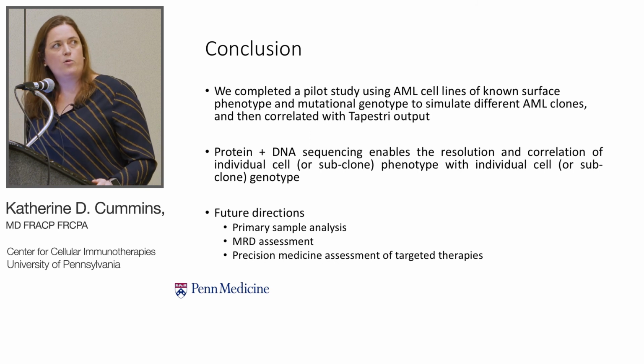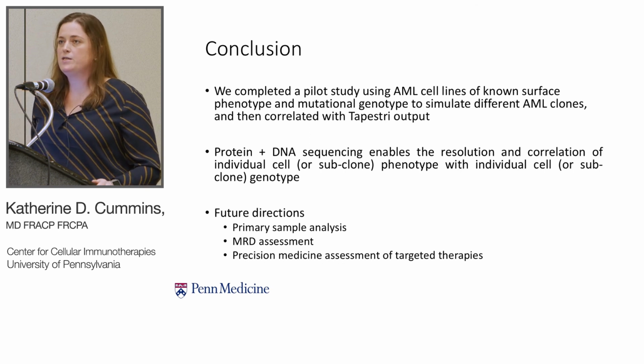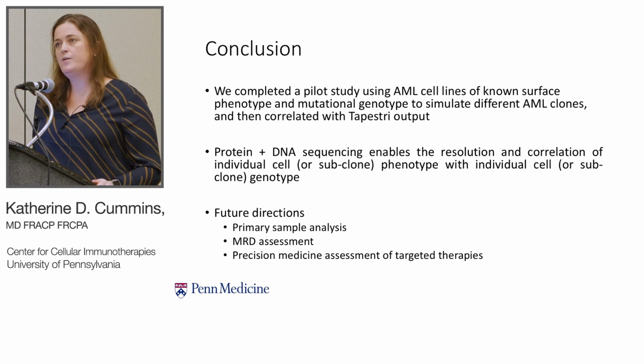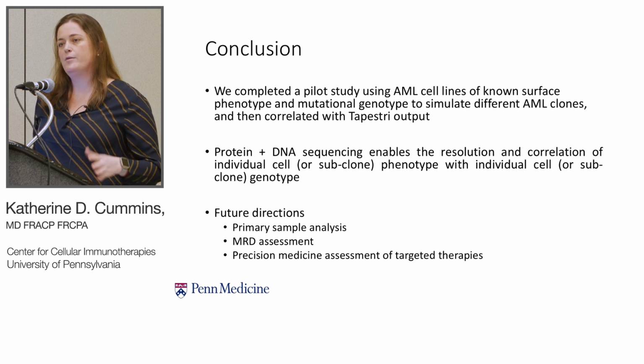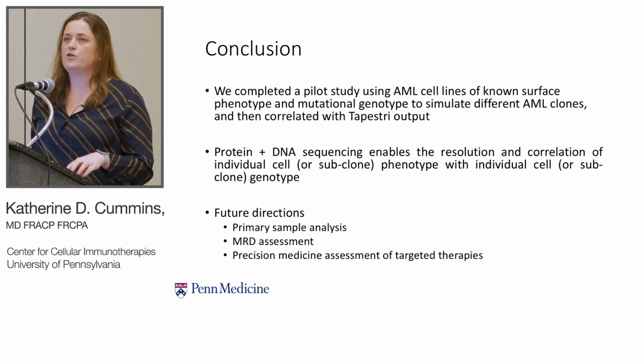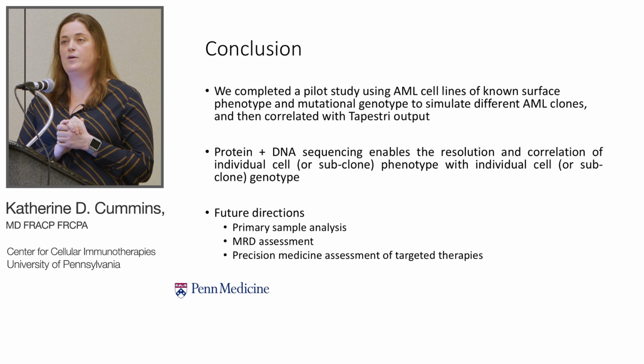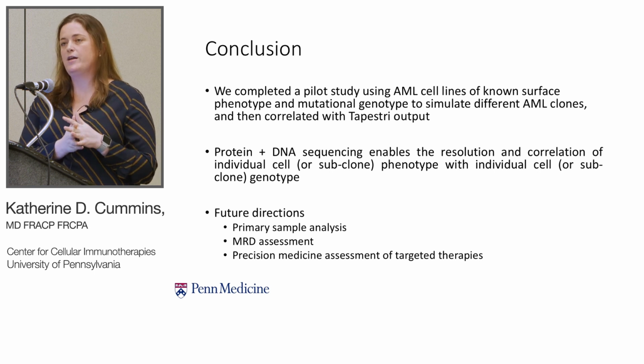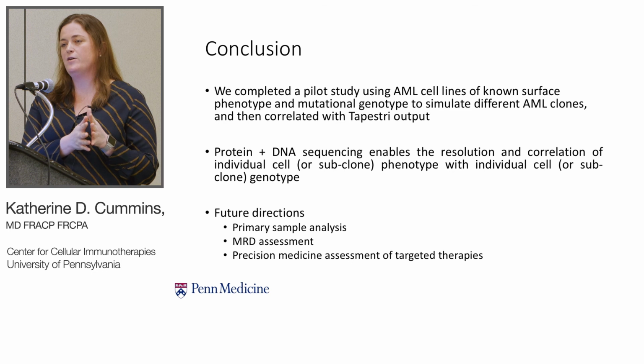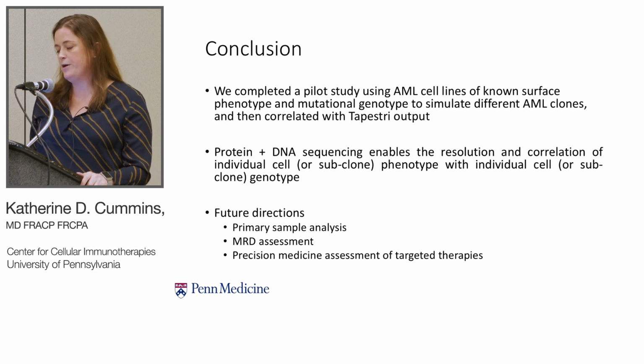So in conclusion, the work we've done is a pilot study which was designed using AML cell lines of known surface phenotype and known mutational genotype with the intention of trying to simulate a multi-clonal AML population and then correlate the data we had from published literature and our own surface phenotyping with what the output of the Tapestri was. And this protein and DNA sequencing enables a resolution and correlation of individual cell or subclone, which is what we're trying to emulate, with individual cell phenotype and genotype. And again, trying to imagine what it would look like in a real patient in the context of a clonally heterogeneous leukemia.